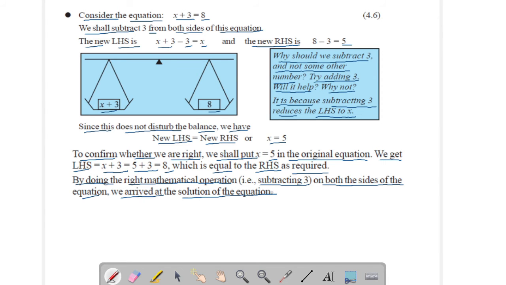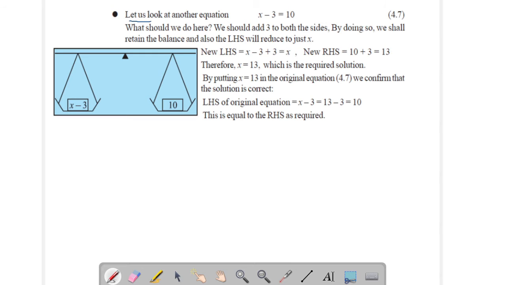Let us look at another equation, x minus 3 equal to 10. What should we do here? We should add 3 to both sides. By doing so, we shall retain the balance, and also the left hand side will reduce to just x.